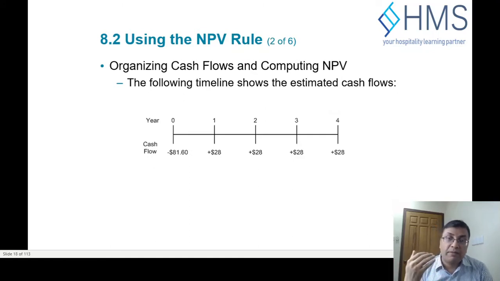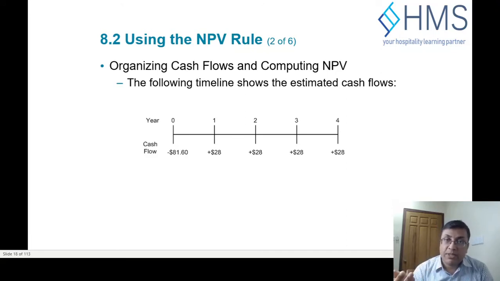So normally the first step in calculating the net present value is to organize the cash flow on a timeline basis. So here you can see we have arranged this on a timeline basis. At the start we are spending 81.6, that's why it's minus. And then year 1, year 2, year 3, year 4 is plus $28 million each.